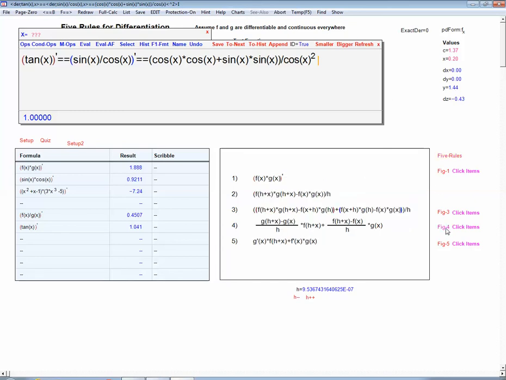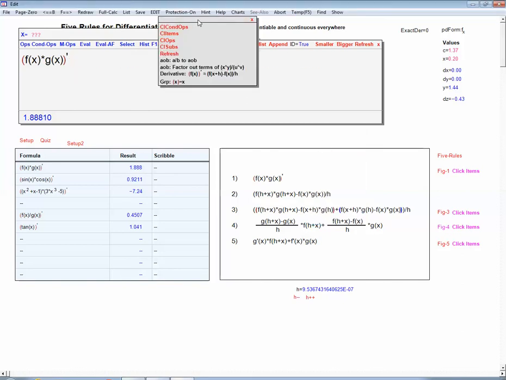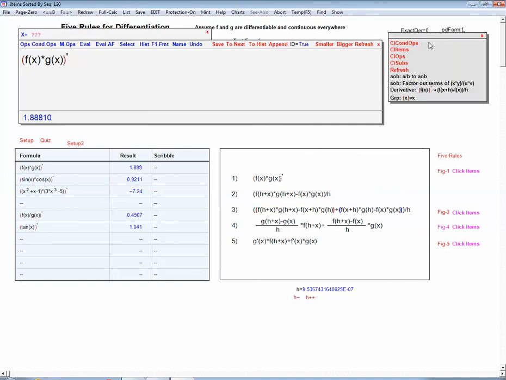So let's go to this figure here, and what we're going to do is start with the definition. This is the definition of that thing. Notice we're just taking f times g at x plus h. That's what this first thing is. And we're subtracting from it f times g evaluated at x.